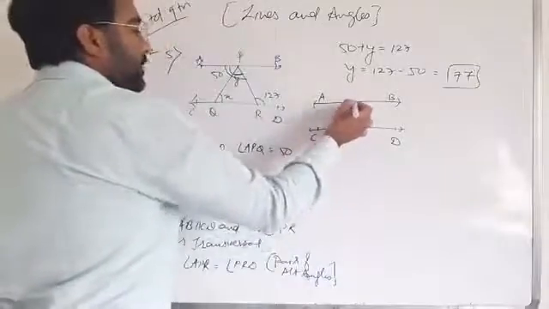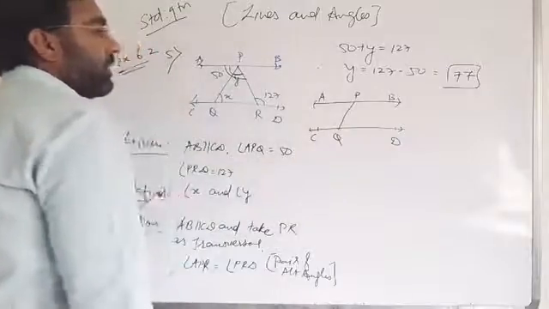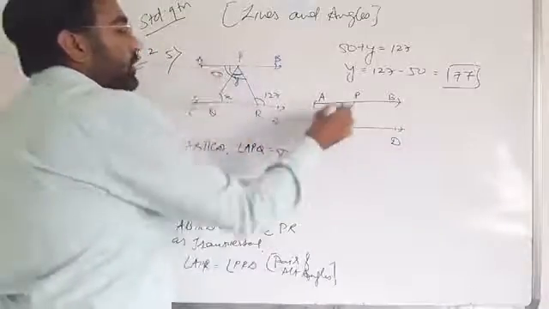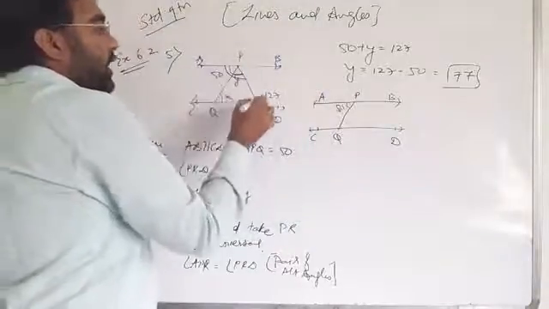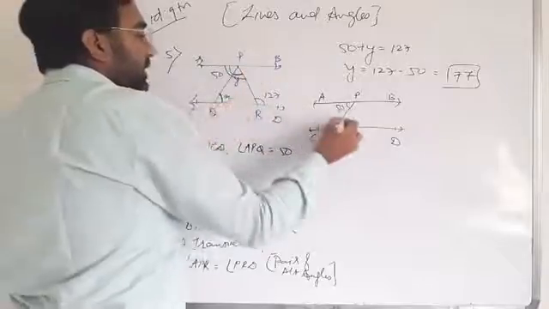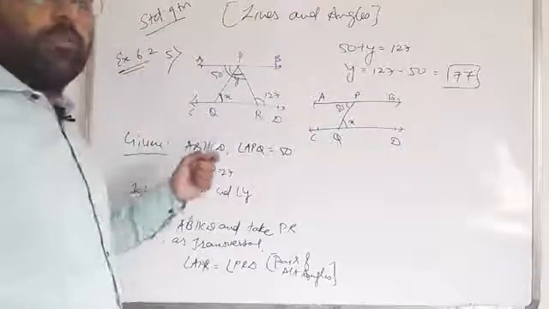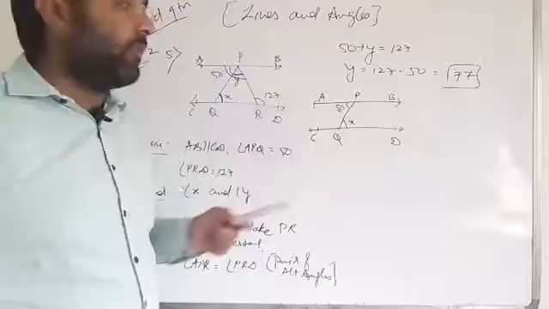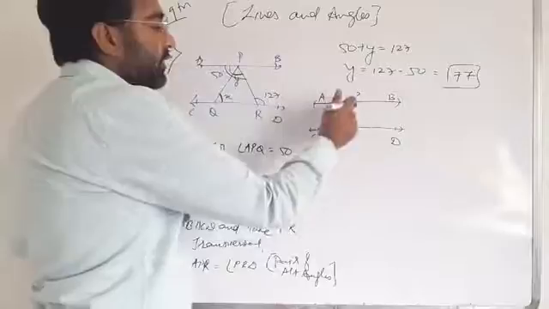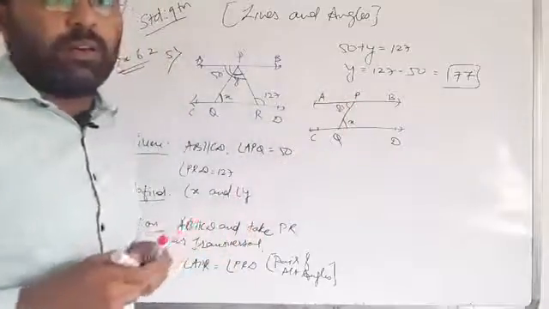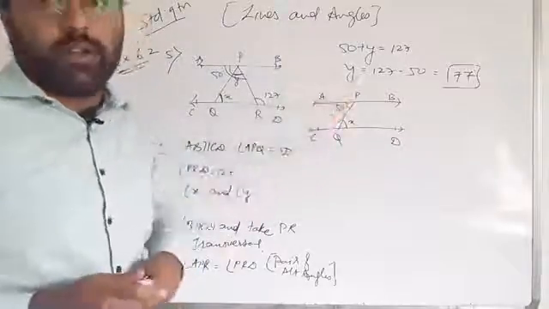Okay, if I take PQ as a transversal, my figure is formed like this. Angle APQ, that is 50 degrees, is given, and my angle PQR is given as X. Here a pair of alternate angles is formed. So I'll take angle APQ is equal to angle PQD, that is 50 is equal to X, a pair of alternate angles, if we take AB and CD as parallel lines and PQ as a transversal.